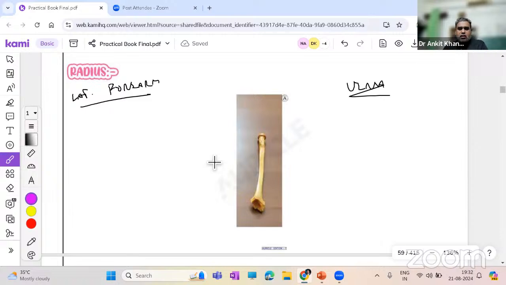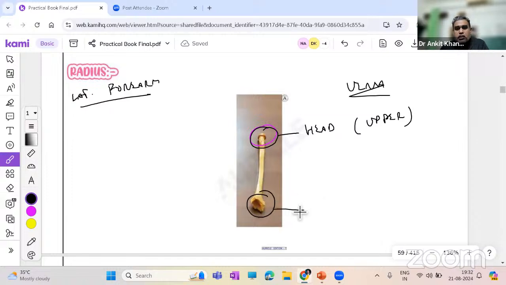Very good. Now coming back to the bone. This is the radius over here. And how to identify the radius? Again, not as huge as the humerus. One end of the radius will have a disc-shaped structure. This is the head of the radius, and it is present at the upper end of the radius. The other end obviously will not have it, but it will be enlarged. So this is the lower end of the radius.